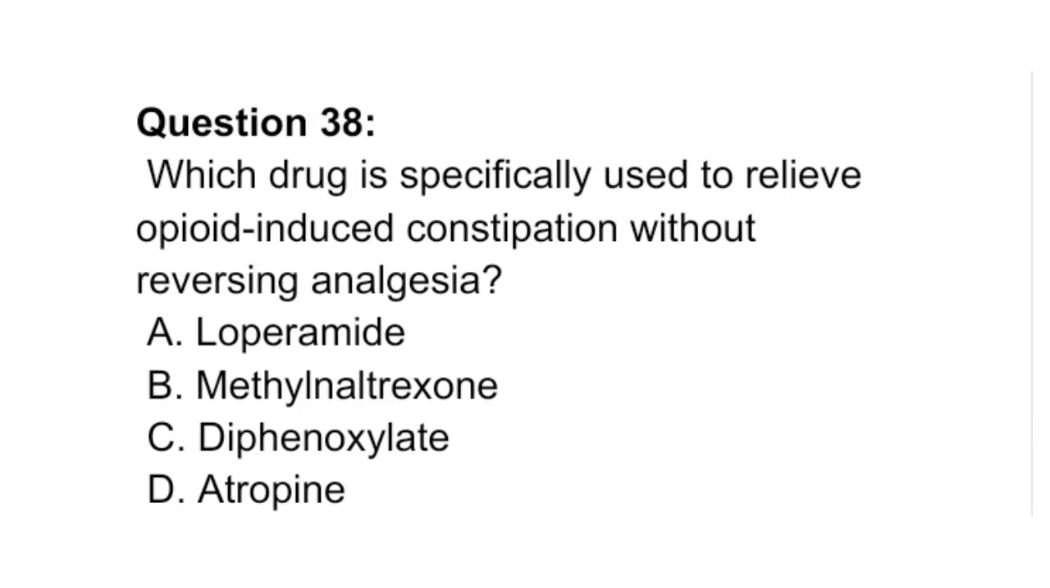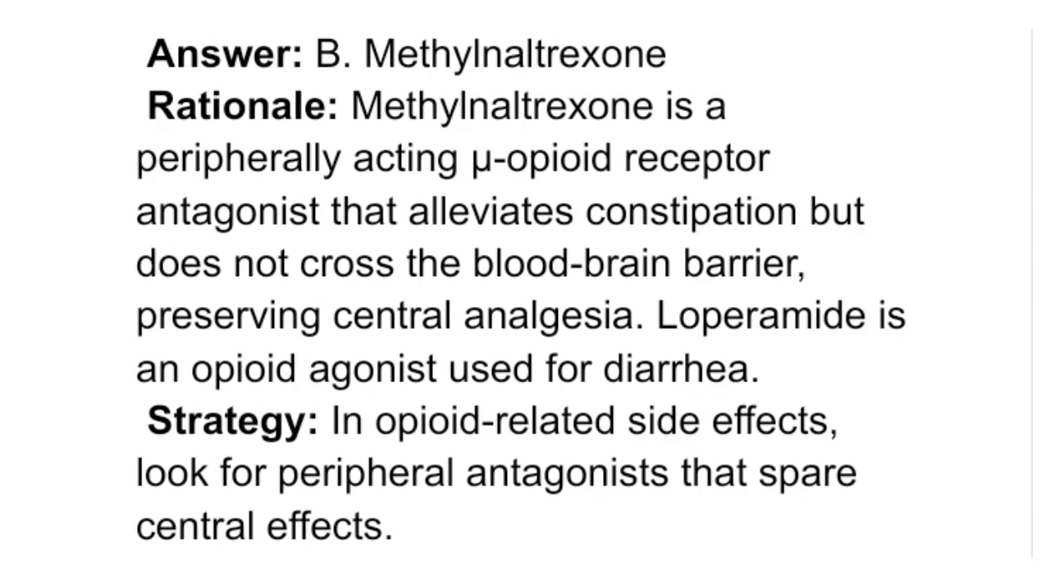Question 38. Which drug is specifically used to relieve opioid-induced constipation without reversing analgesia? A. Loperamide. B. Methylnaltrexone. C. Diphenoxylate. D. Atropine. Answer: B. Methylnaltrexone. Rationale: methylnaltrexone is a peripherally acting mu-opioid receptor antagonist that alleviates constipation but does not cross the blood-brain barrier, preserving central analgesia. Loperamide is an opioid agonist used for diarrhea. Strategy: in opioid-related side effects, look for peripheral antagonists that spare central effects.